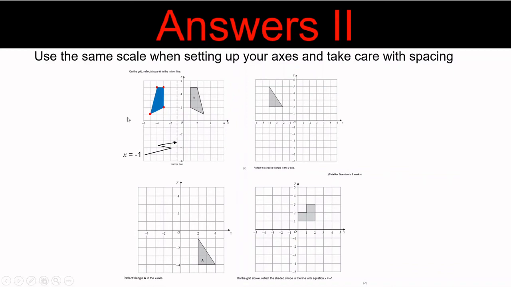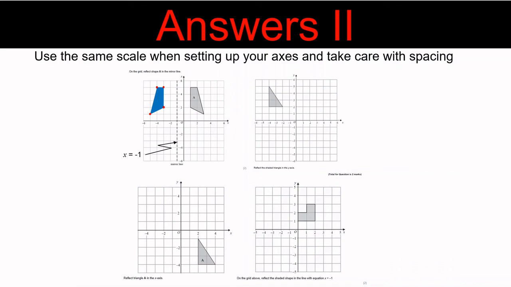Just check that you've plotted that correctly by checking the coordinates. This here is the point -3, 2. This is the point -3, 5. This is the point -4, 5. And this is the point -5, 1.